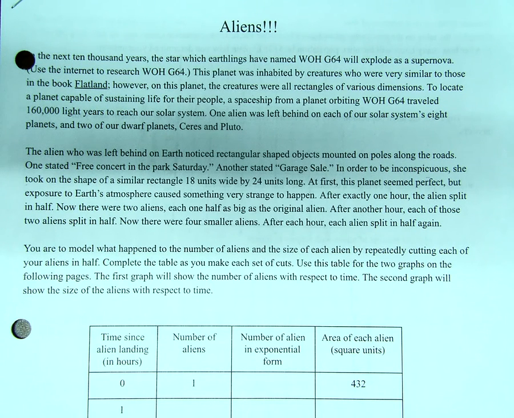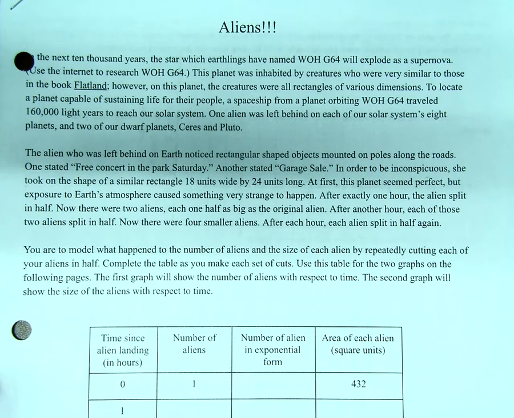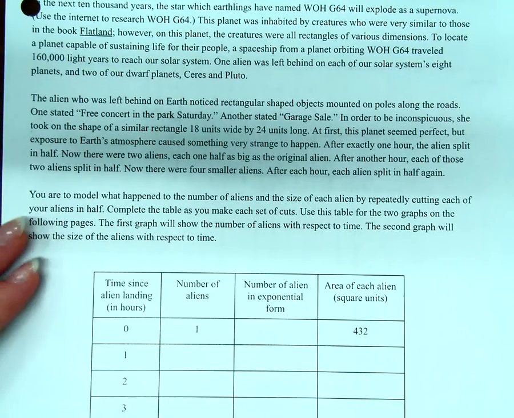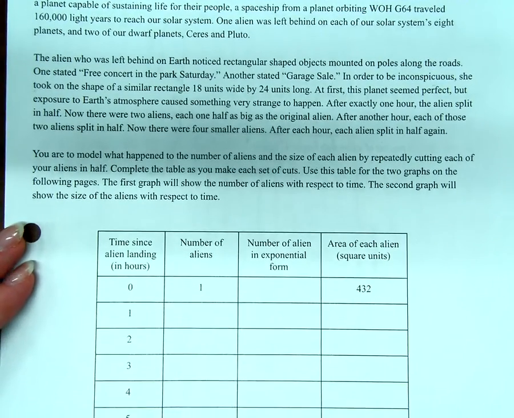After exactly 1 hour, the alien split in half. Now there were 2 aliens, each 1/2 as big as the original alien. After another hour, each of those 2 aliens split in half. Now there were 4 smaller aliens. After each hour, each alien split in half again. You are to model what happened to the number of aliens and the size of each alien by repeatedly cutting each of your aliens in half.